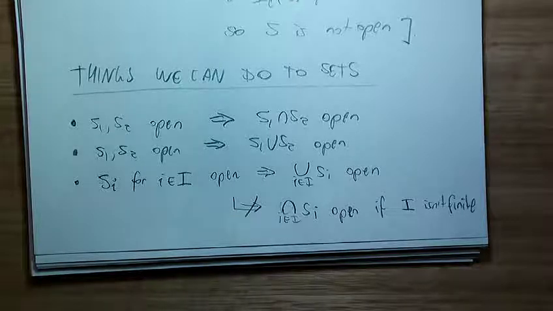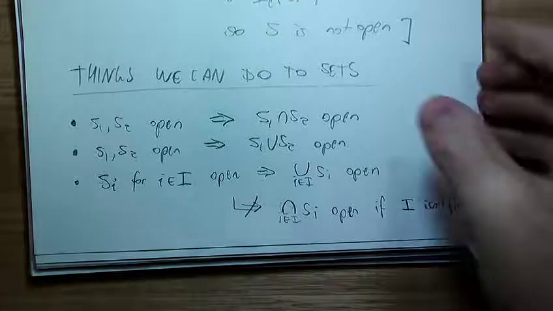Okay, so there are rules for unions and intersections. So why don't we do a proof?